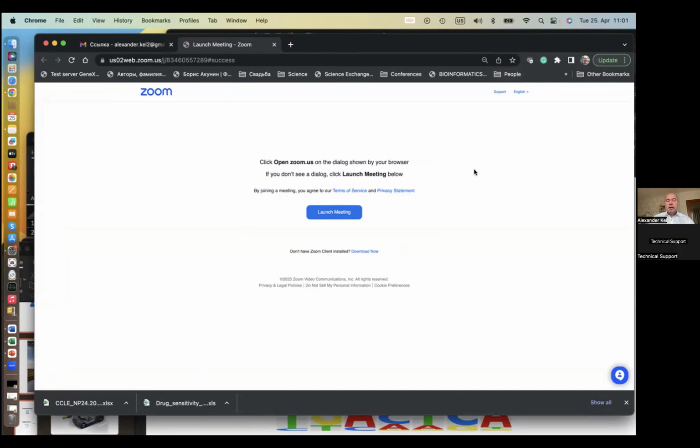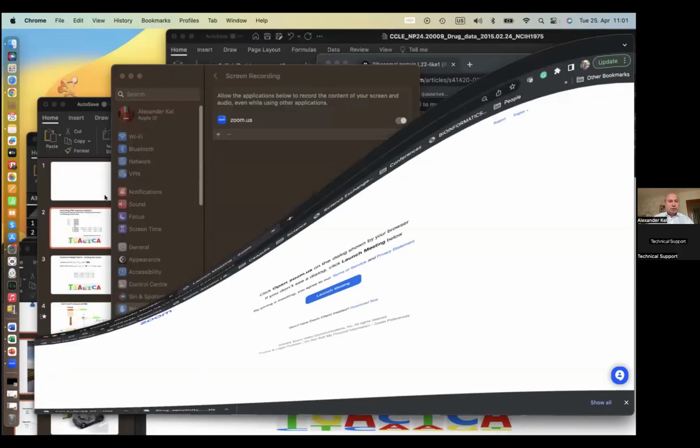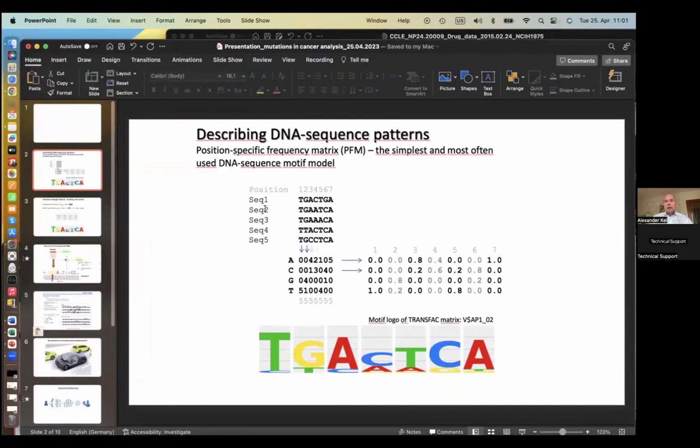Okay, so today we'll talk about interesting things. Let me share my screen. We'll talk about mutations in cancer and how TRANSFAC can help with that. Basically, I will start with presenting some answers to previous questions. There was one question: how should we use TRANSFAC to analyze mutations in cancer? Because that's really a tricky question.